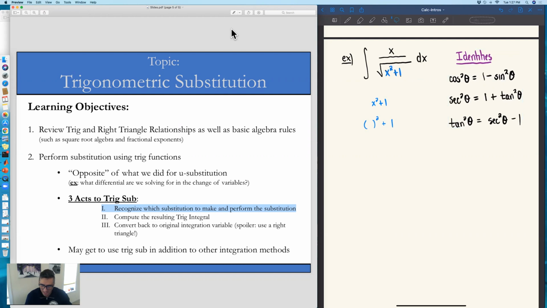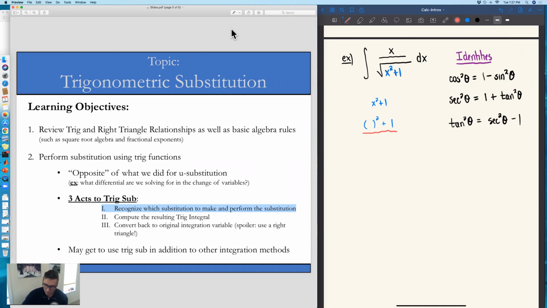These were the following identities. Cosine squared is 1 minus sine squared. Secant squared is 1 plus tangent squared. And tangent squared is secant squared minus 1. So what we're actually trying to do in this case is match which identity has that kind of skeletal form, if you will, something squared plus 1, on the right-hand side of those identities.